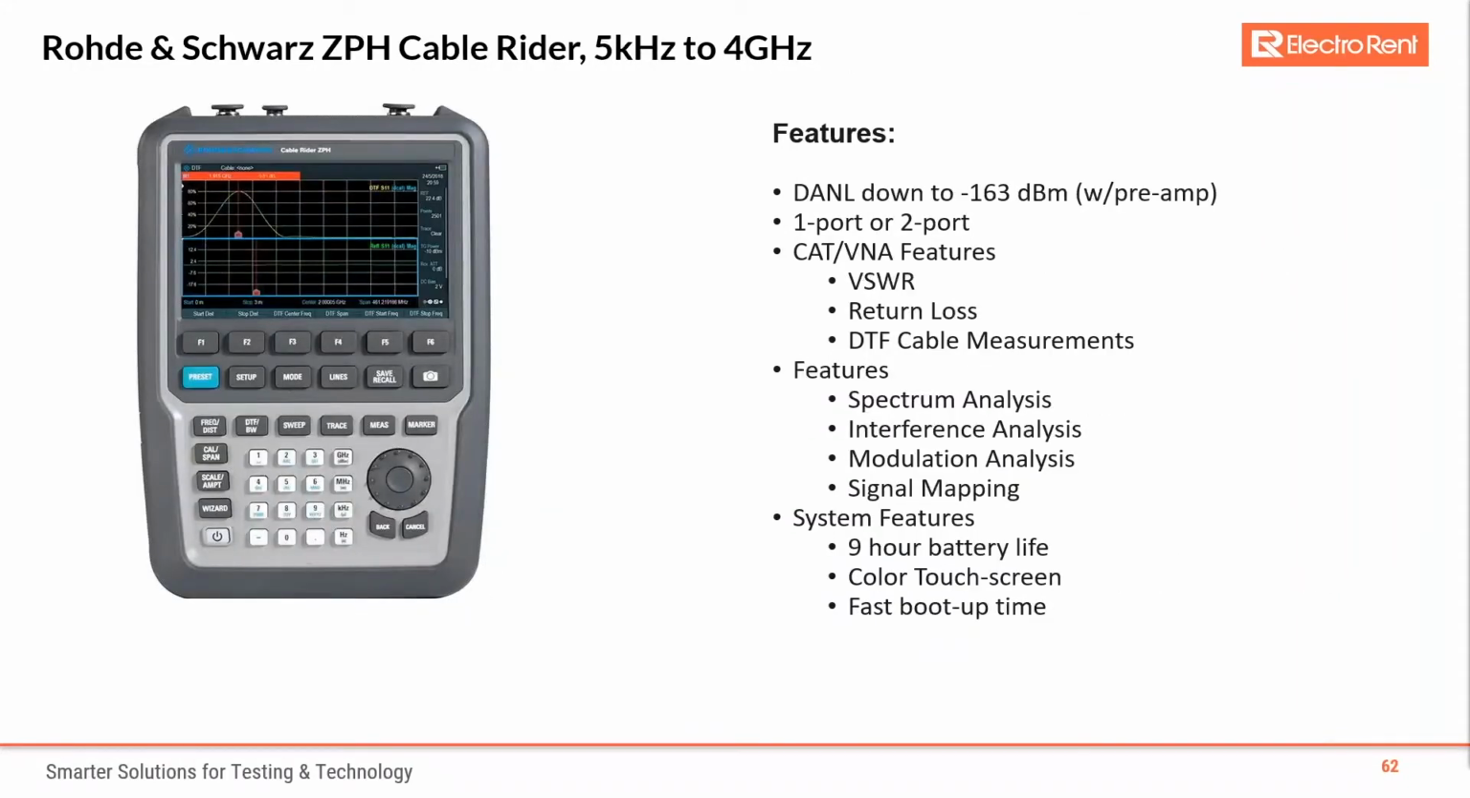Rohde also has the ZPH series, which is a slightly newer model, and has an excellent noise floor capability for the spectrum analysis side, down to minus 163 dBm. Also features interference analysis, modulation analysis, signal mapping. An advantage that this unit has is that it does have a 9-hour battery life and a full color touchscreen.